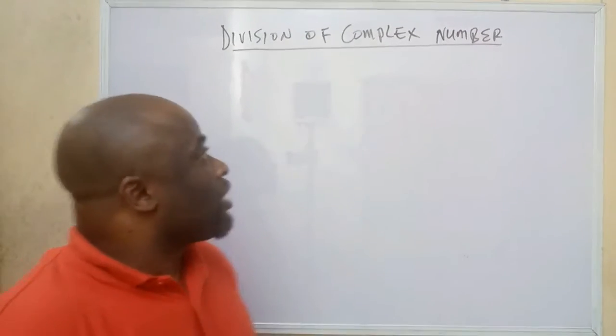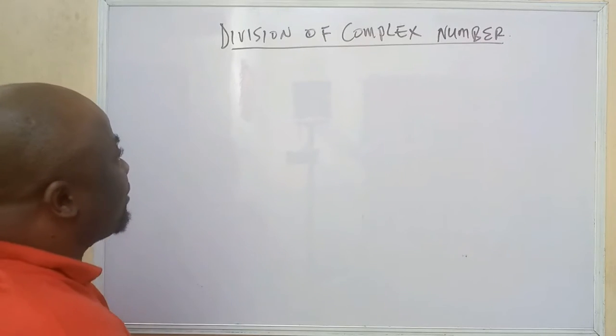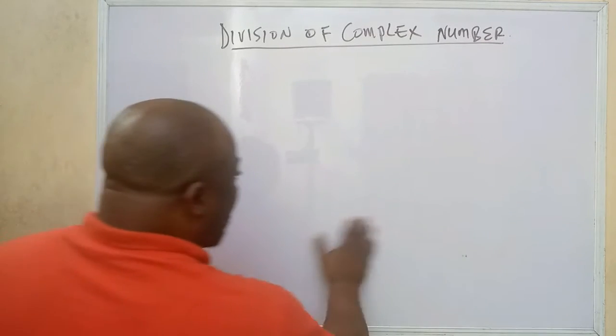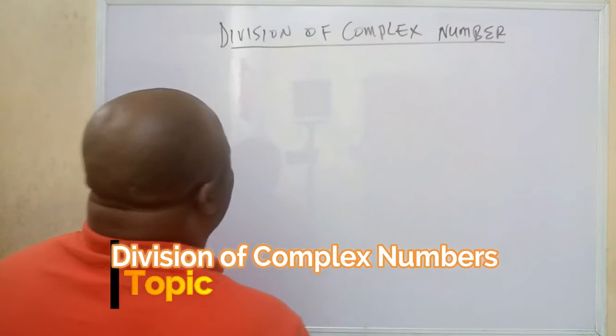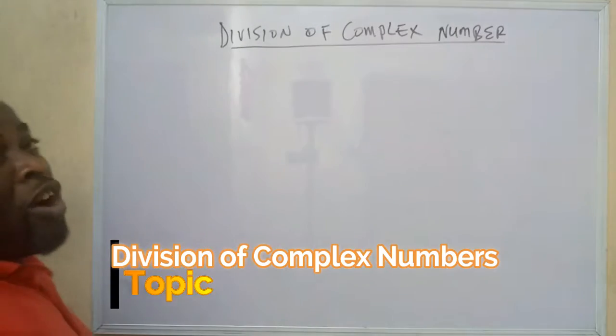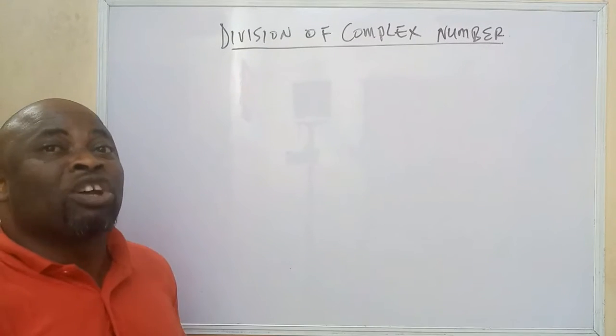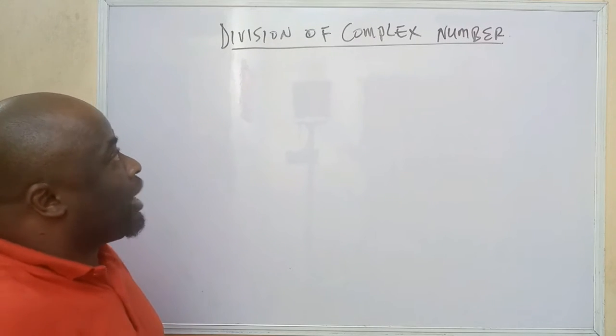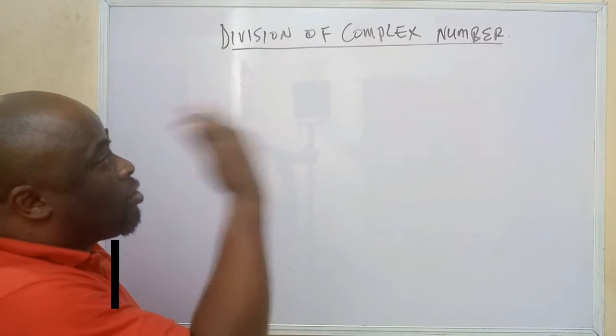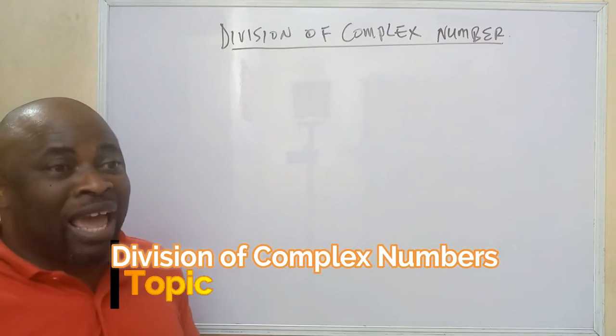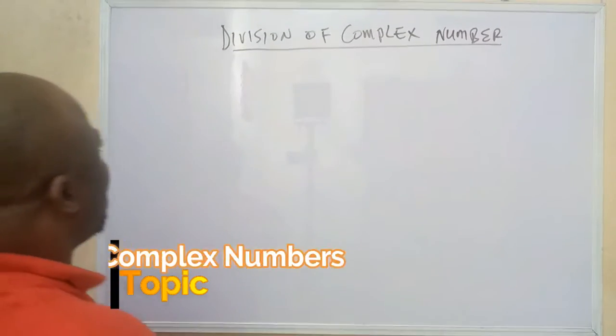Now, how do we do this? We are still going to work on this based on what we did in the multiplication of complex numbers, because when you are doing division of complex numbers, you are still going to do the multiplication of complex numbers that we did the other time. So we can't do division of complex numbers without knowing how to multiply complex numbers. Now, how do we do that?